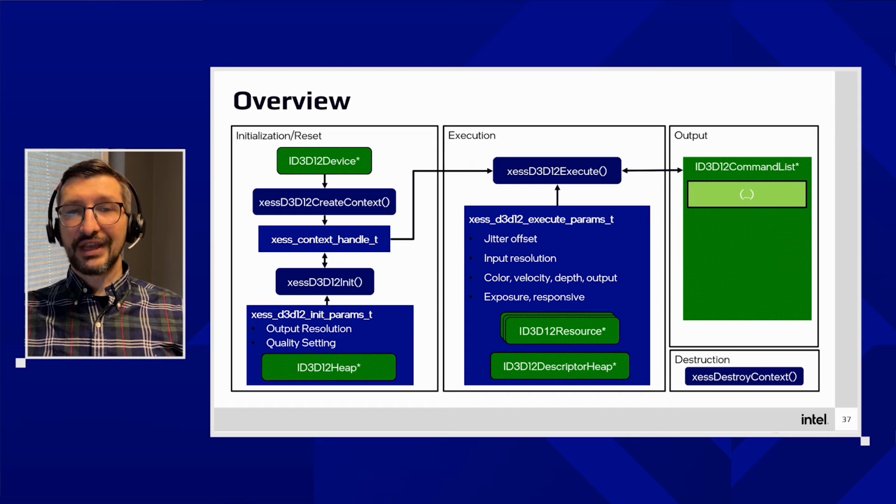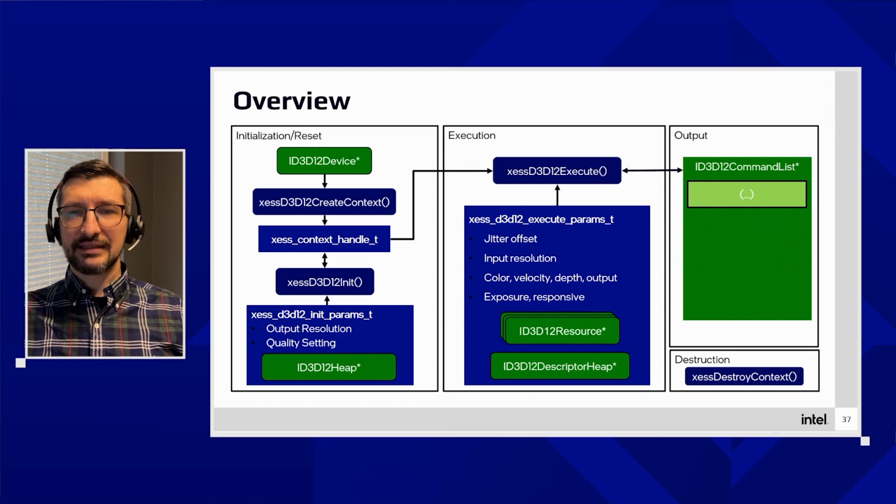Now, the input for the execution part are the D3D12 resource pointers to the necessary textures. Of course, in DirectX 12, you need to manage those resources, which means descriptor management and the internal state barriers. If you choose to manually manage the descriptor heap, you need to provide a pointer to it during this part. Here, you also have to provide a jitter offset and an input resolution. And finally, you need to provide a D3D command list.